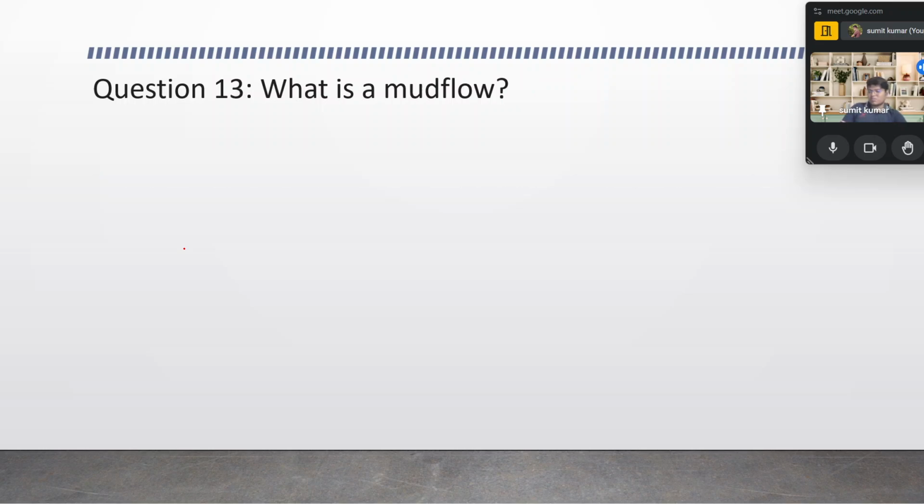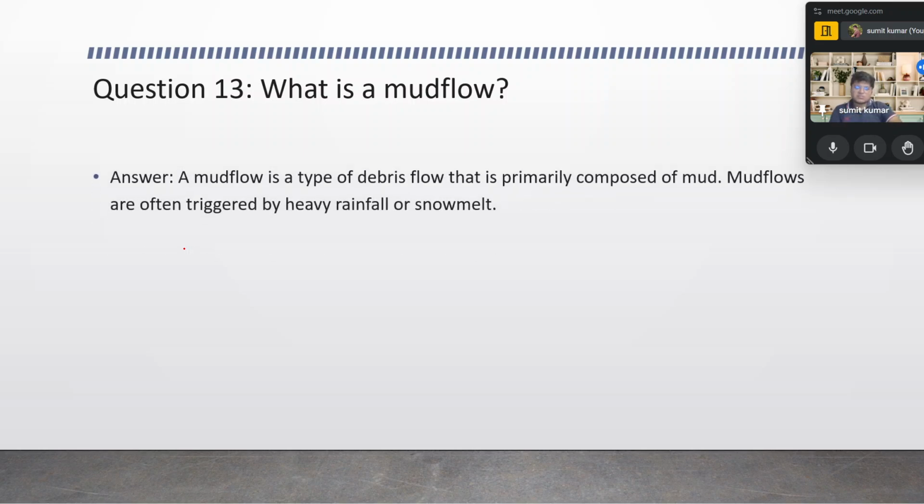Now, the next question is about mud flow, which asks, what is a mud flow? As you know, we have said that the soil along with water, which is muddy, flowing along the slope during the failure is a mud flow. But when we see the definition in a true sense, it is a type of debris flow that is primarily composed of mud, which is the major component. And mud flows are often triggered by heavy rainfall or snow melt. Heavy rainfall is one of the major aspects during which the flow takes place during the failure across the slope. Right.